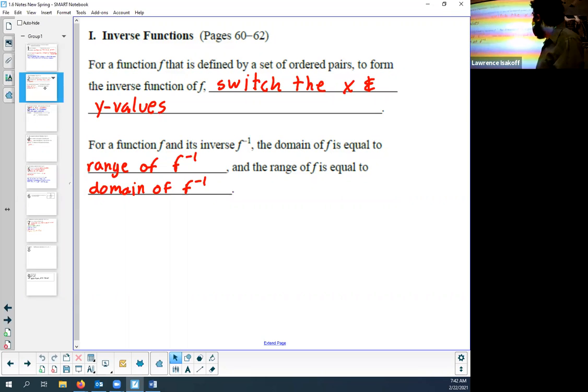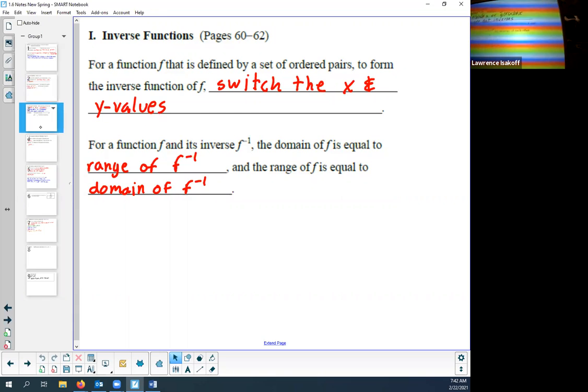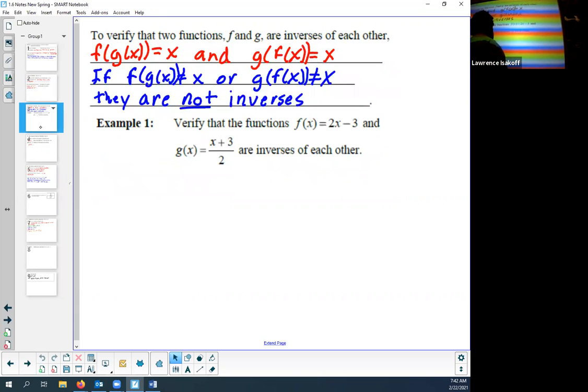So for a function and its inverse, the domain of f now becomes the range of f inverse. The range of our original function now becomes the domain. So I know we've done a good amount of talking about domain and range. It is important, but I want to get into the heart of this.